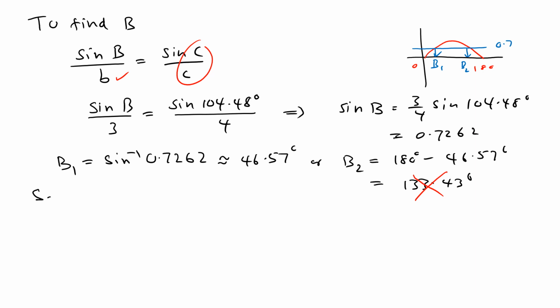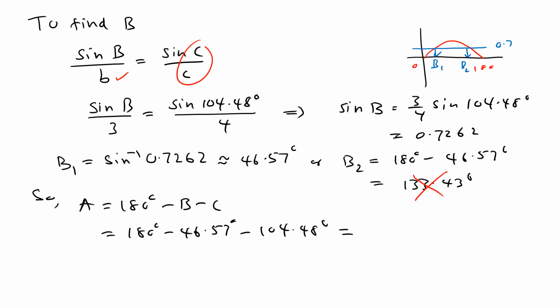The angle A is simply 180 minus B minus C. So 180 minus 46.57 minus 104.48. If you simplify, you end up getting 28.95. We knew all three sides, and now we found all three angles. This is how we use the cosine law to solve certain triangles in the two cases, SAS and SSS.